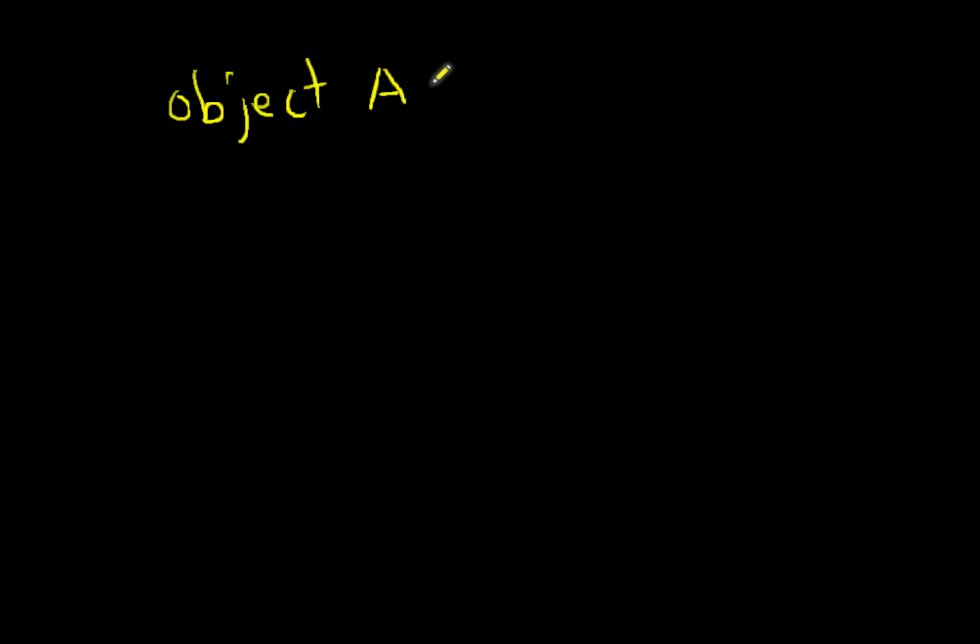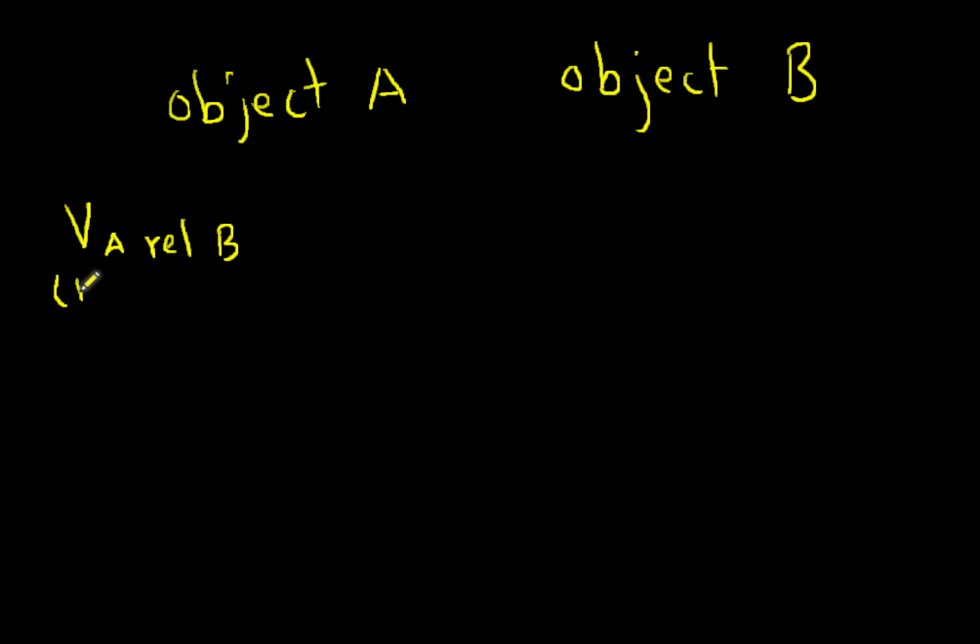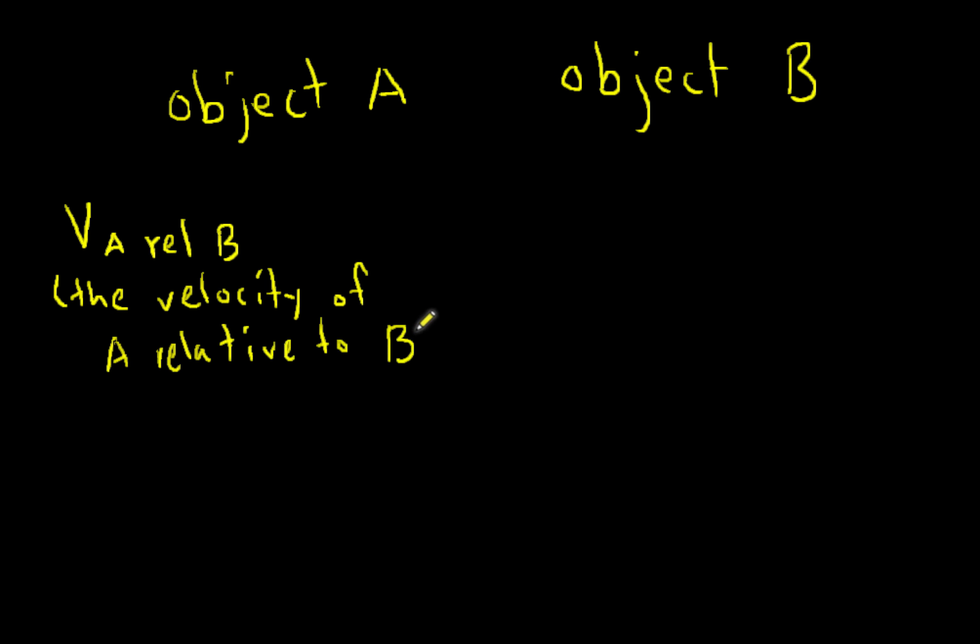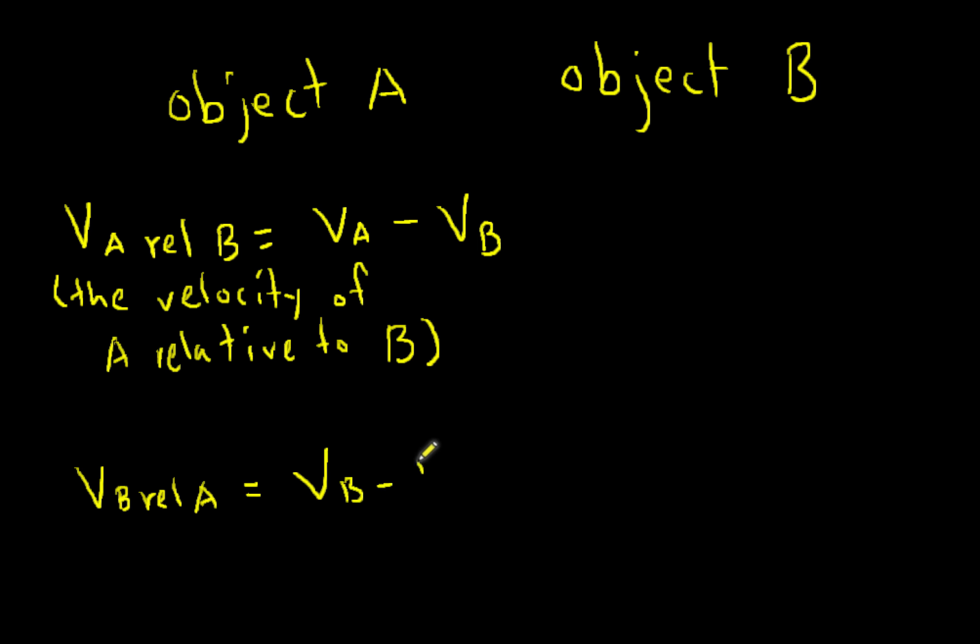So for example, if you have two objects, let's call them object A and object B, we would say the velocity of object A relative to object B. And the notation we use is VA rel B, which means the velocity of A relative to B. Remember, relative just means from the point of view of. And this is VA minus VB. The velocity of B relative to A, VB rel A, is VB minus VA.